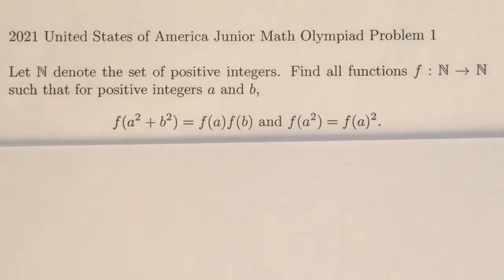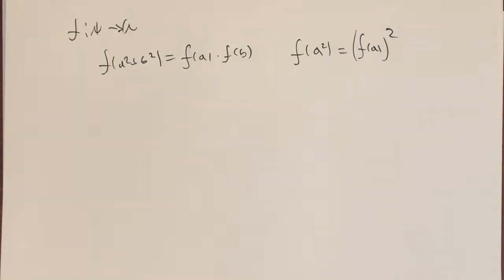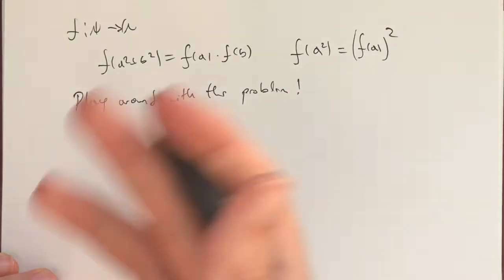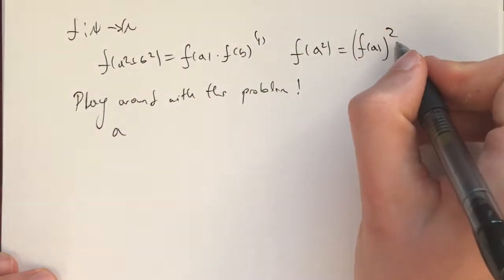So now, let's begin. This is the problem: find all functions which satisfy these two things. Now, when you first see a problem, what do you do? The answer is play around with the problem. So here, let's just plug in some values. Let's call this 1 and this 2.